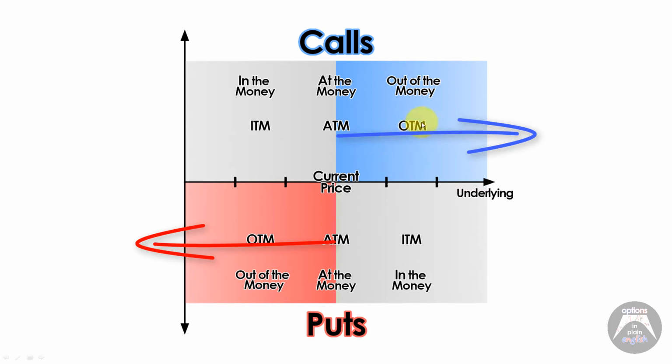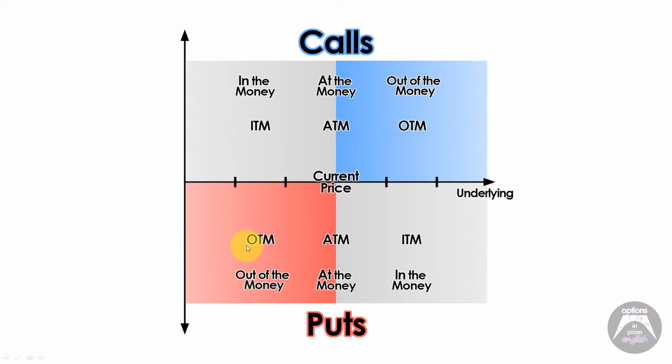So in the case of calls, we'd be talking about the strike prices that are higher than the current price, and in the case of puts, it would be the strike prices that are lower than the current price. So if the at the money, for example, is 20 right now, then the $18 put and the $16 put would be considered out of the money.